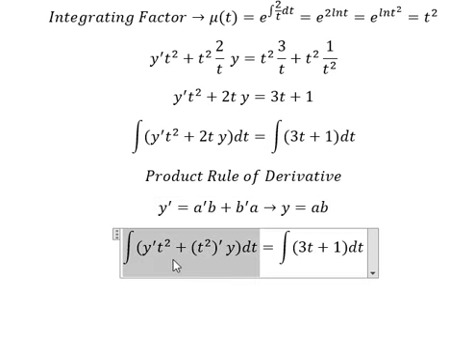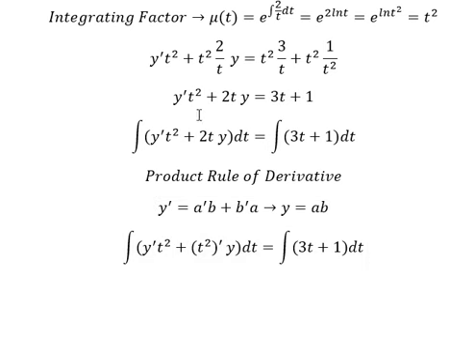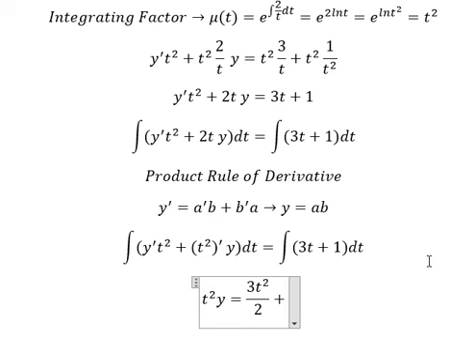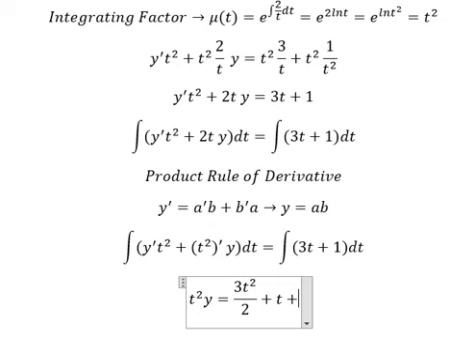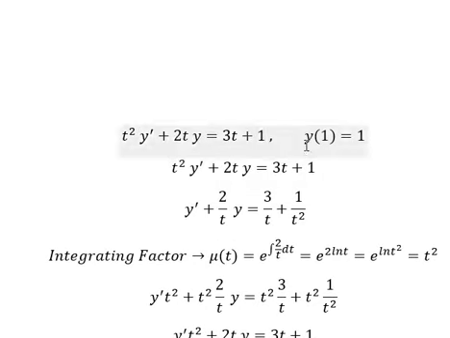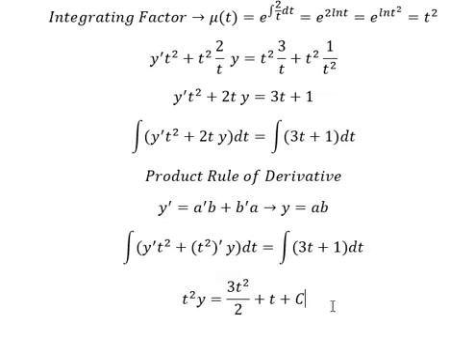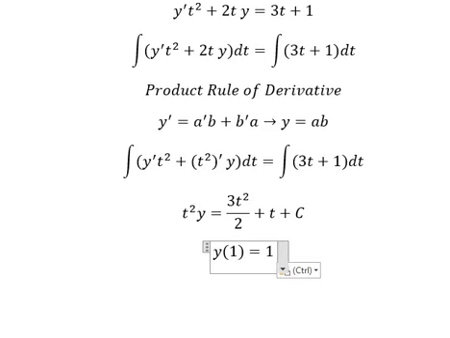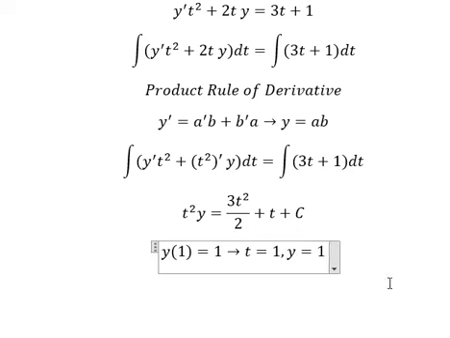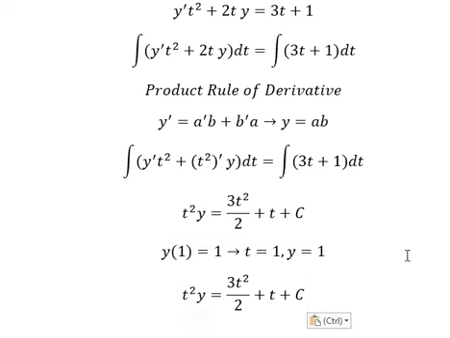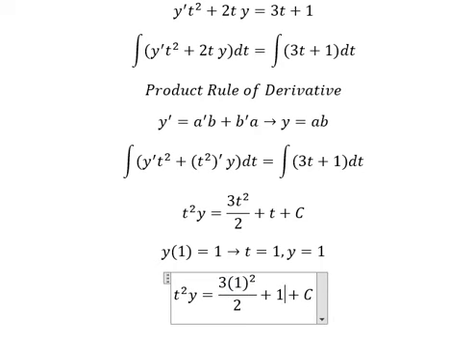So the integration of that one, we have t squared y. This one we have 3t squared over number 2. The next one is about t, and I will put c. Now we have the condition. That means when t equals number 1, y equals number 1. And now I will put number 1 in here to find the value of c.